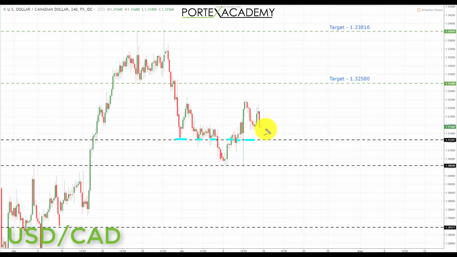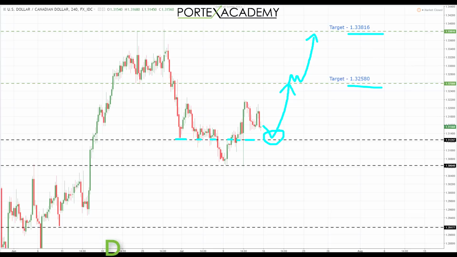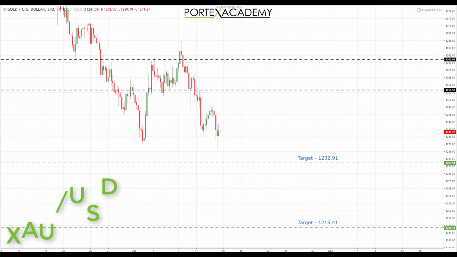So very simply put, if we get a pullback and a retest of broken resistance turning support at the 1.31247, this is going to be a great place to start to look for bullish formations and patterns. And we're going to be looking at initiating longs up towards the next key area of resistance to the upside and target 1 at the 1.32580. And very possibly next week as well, if we can get a breakthrough here, we're going to be looking up towards the next key area of resistance to the upside and target 2 at the 1.33816.